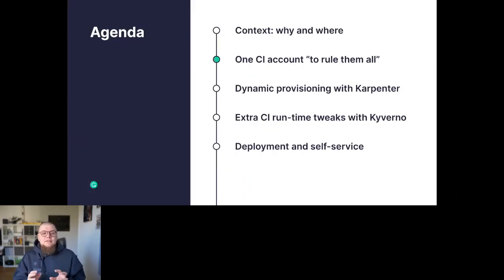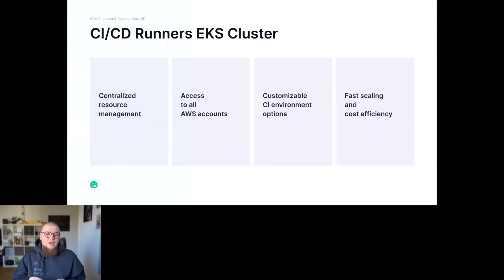And that leads us to the one CI account to rule them all section. We decided to go with Elastic Kubernetes Service in a separate account as the platform for CI/CD because we wanted a centralized resource management. We needed to keep up with the networking model across the organization. We wanted more and more customization for CI. And of course, we needed the horizontal scaling.